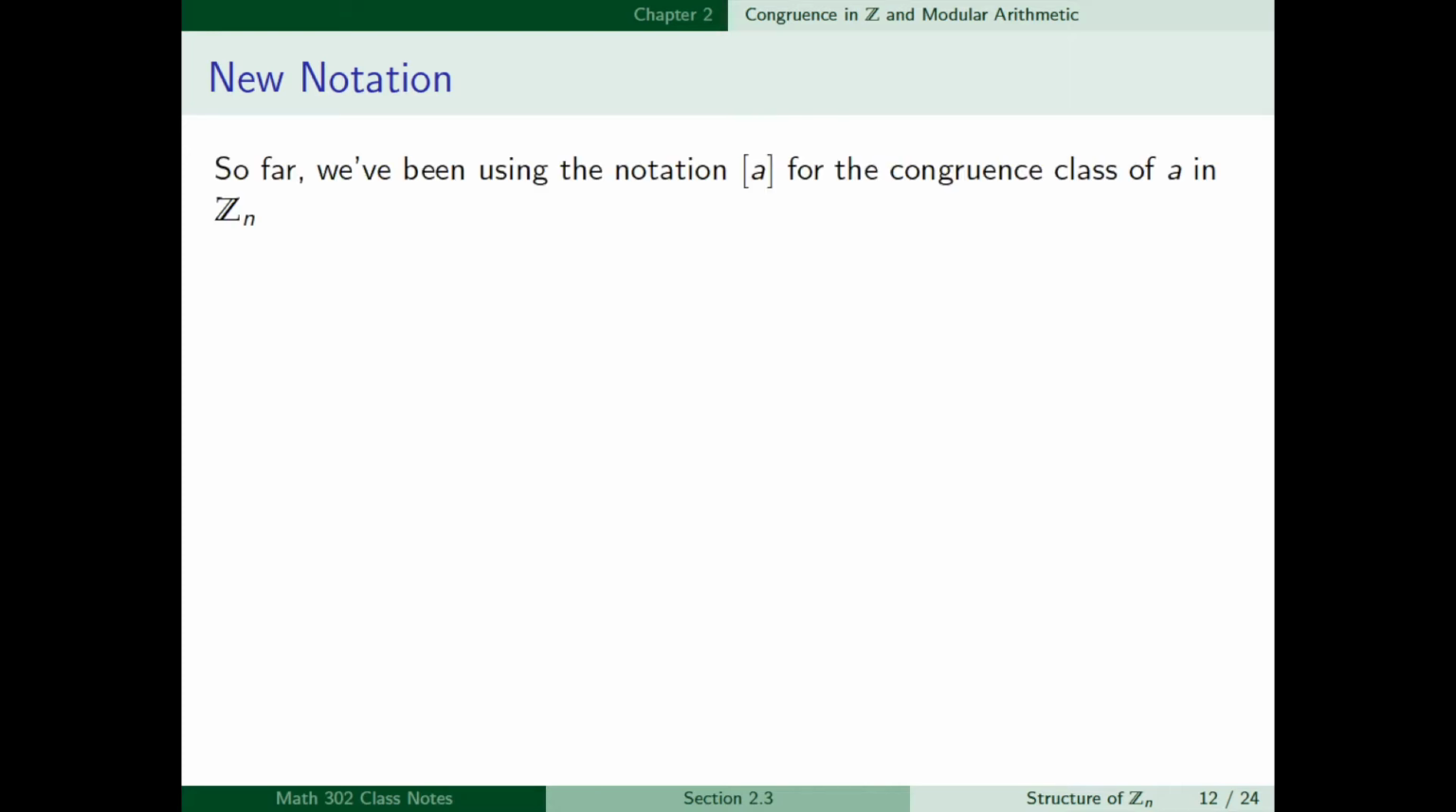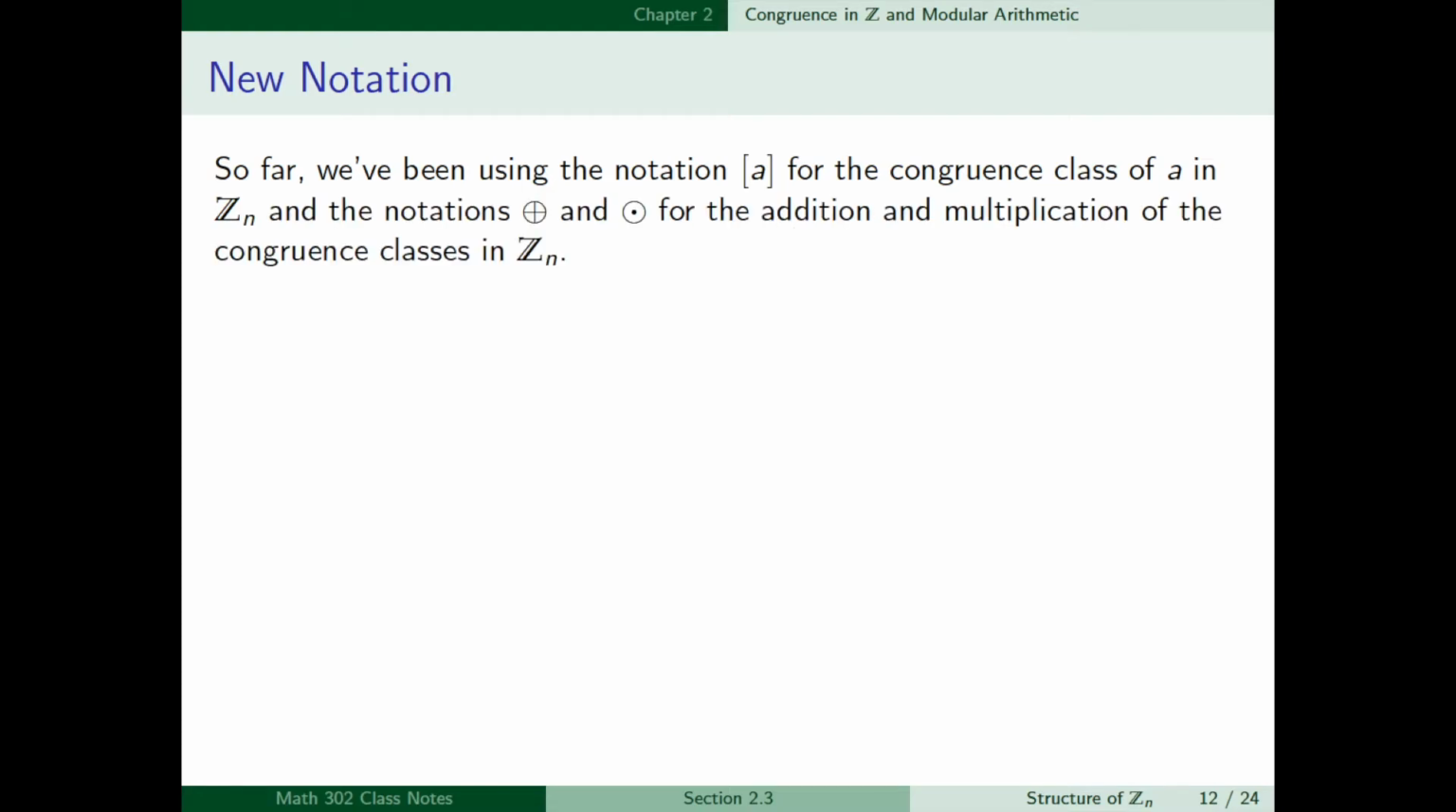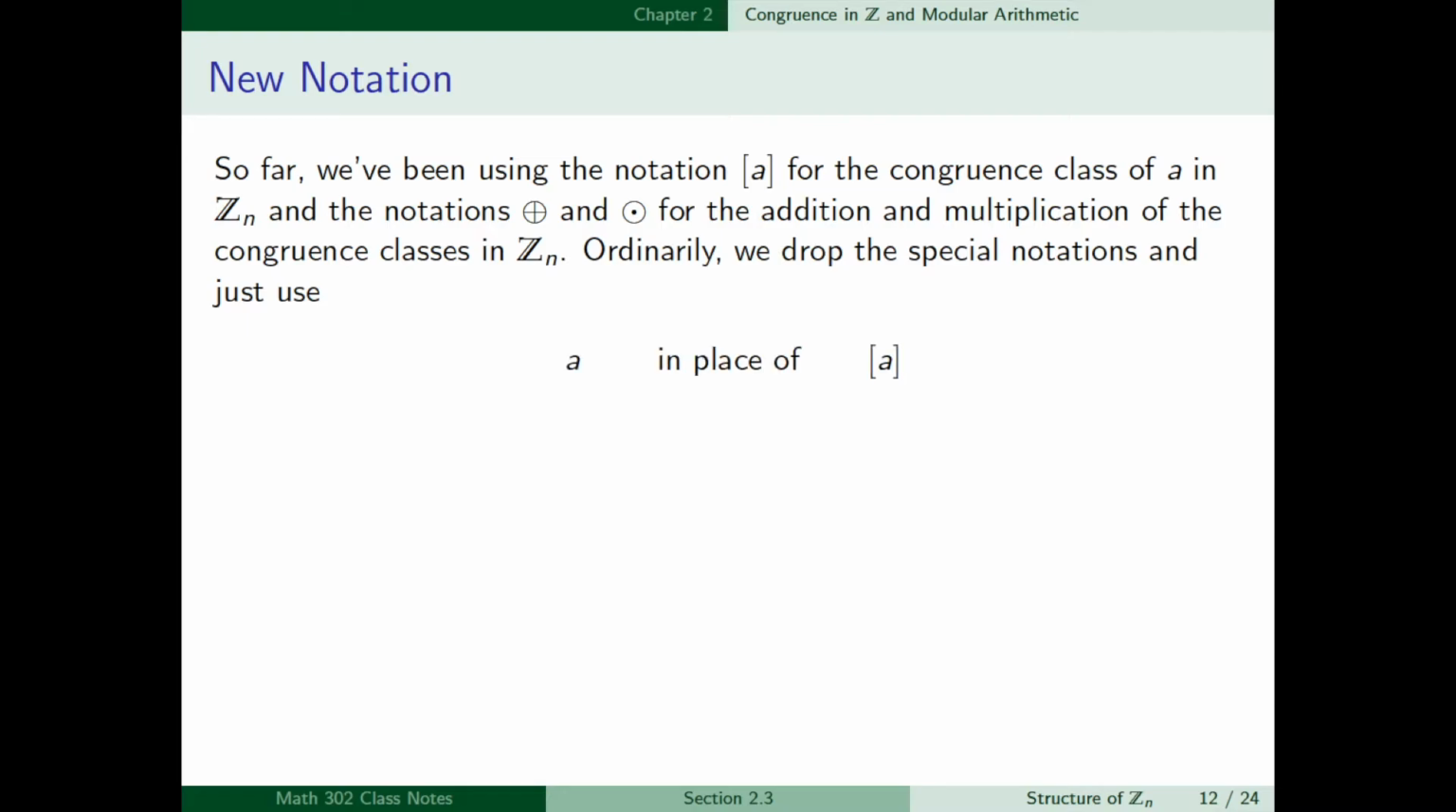Now before we proceed with some examples and additional results, we want to introduce some new notation. So far we've been using the notation A enclosed in brackets for the congruence class of A in Z sub n, and the notation circle plus and circle dot for the addition and multiplication of the congruence classes in Z sub n. Ordinarily, we drop the special notations and we would just use A in place of A enclosed in brackets, and just an ordinary plus sign in place of the circle plus sign, and an ordinary multiplication symbol, a dot, in place of the circle dot, provided the context is clear.